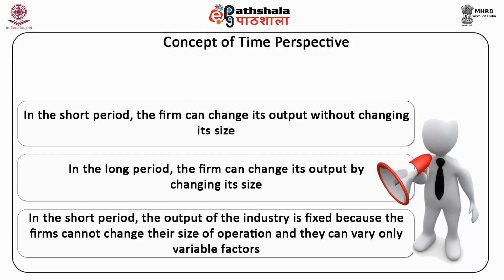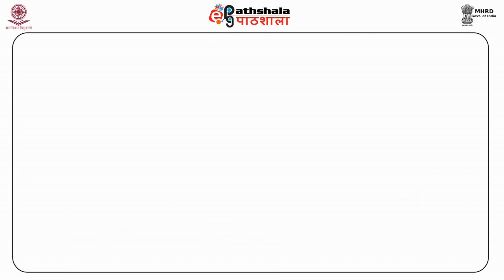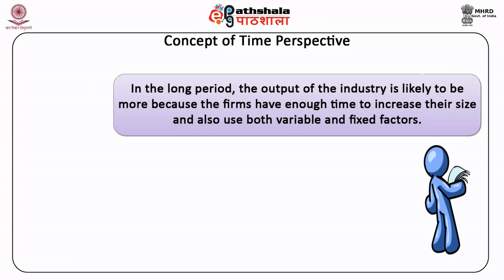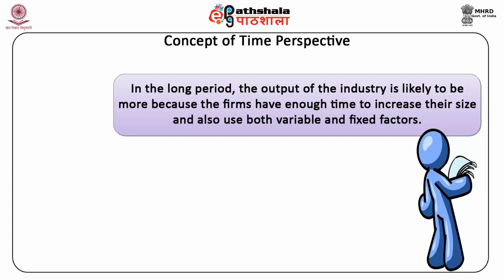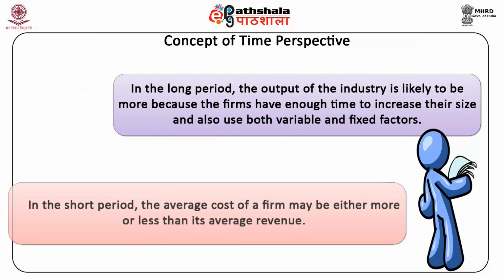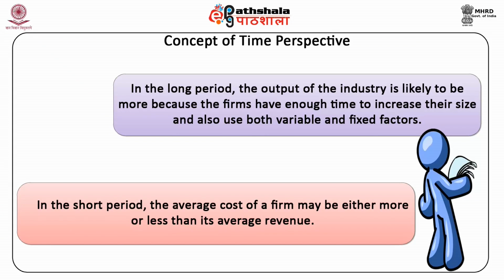In the short period, the output of the industry is fixed because firms cannot change their size of operation and they can only vary the variable factors. In the long period, the output of the industry is likely to be more because the firms have enough time to increase their size and also use both variable and fixed factors. In the short period, the average cost of a firm may be either more or less than its average revenue.